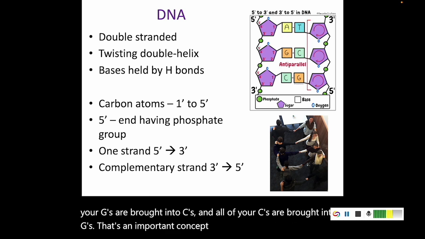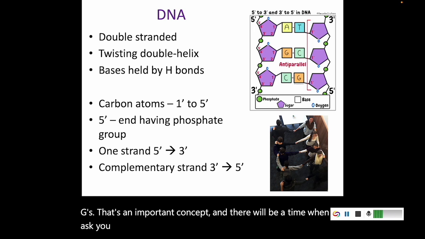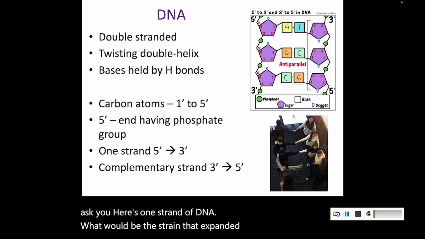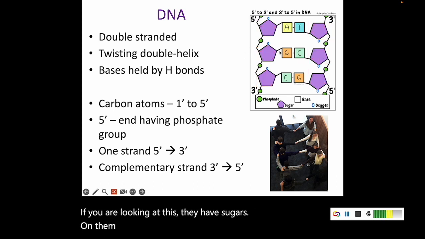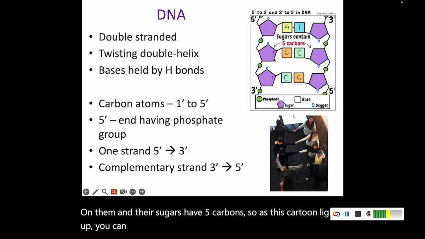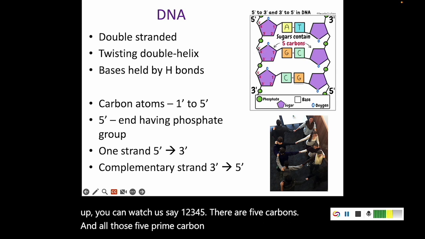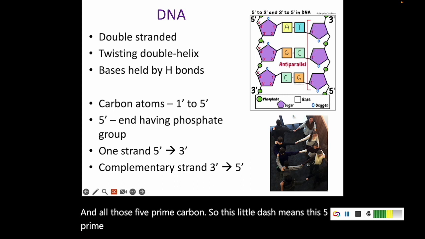And there will be a time when I'll ask you, here's one strand of DNA, what would be the strand that it's bonded to? If you're looking at this, they have sugars on them, and their sugars have 5 carbons. So as this cartoon lights up, you can watch it say 1, 2, 3, 4, 5. There are 5 carbons. And on this 5' carbon, so this little dash means this 5' carbon is where the phosphate group is, this little green circle.